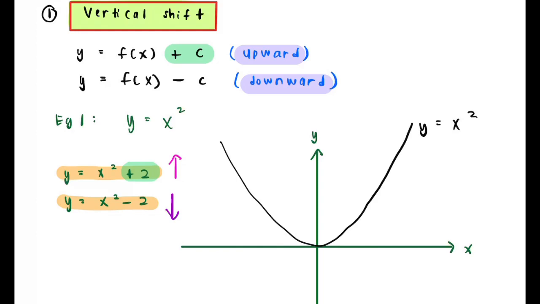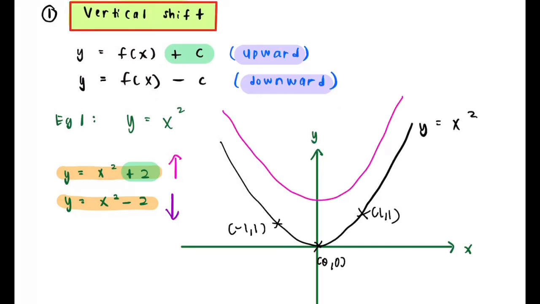So how should we graph this? Let us first draw the basic graph. This is just a smiley graph with coordinates 0, 0, 1, 1, and minus 1, 1. So this is the basic coordinate of a smiley graph. So when you want to shift up by 2 units, meaning that, let me draw, the graph will go up like this. Okay, so now let's put in the coordinate 0, 0. When you go up by 2 units, now this will be 0, 2.